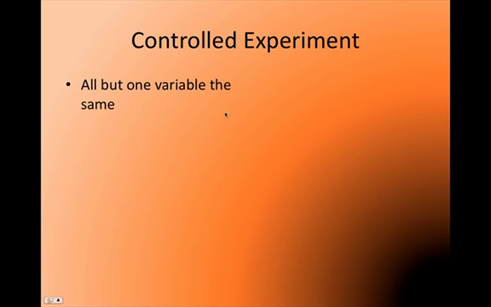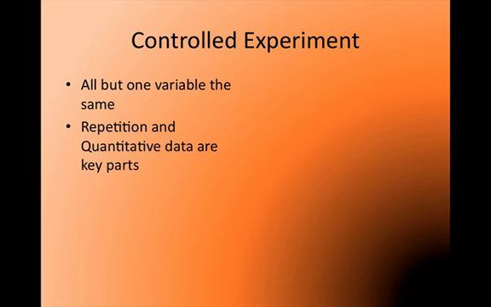So let's talk about a controlled experiment. Remember, all but one of the variables is the same in a controlled experiment. And there's more to it than that. Repetition and quantitative data are very key parts. Well, repetition simply means you're using more than one test subject. Let's say we look at a tree and we're experimenting on a tree. How do we know the tree we're looking at isn't some freak tree that does weird things that's completely different than any other tree? That's where repetition comes into play.